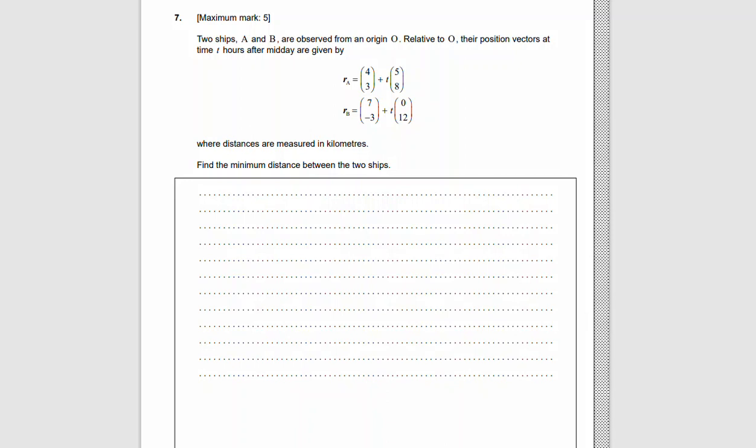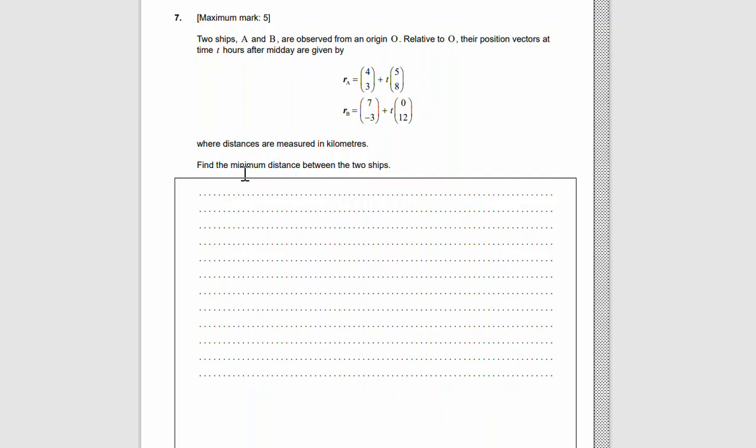In this video we will solve a past paper question. So let's read the question together. Two ships A and B are observed from an origin O. Relative to O, their position vectors at time t hours after midday are given by, right here, where distances are measured in kilometers. Find the minimum distance between the two ships.